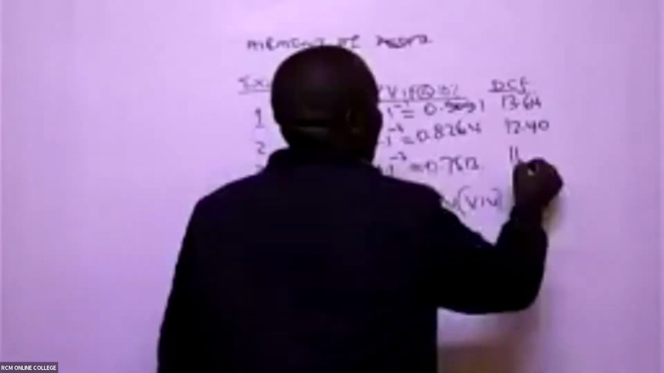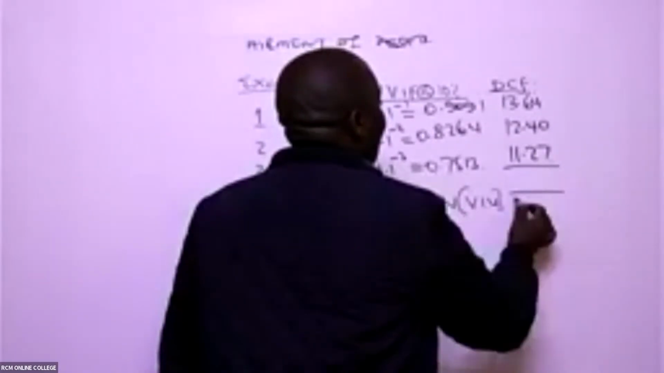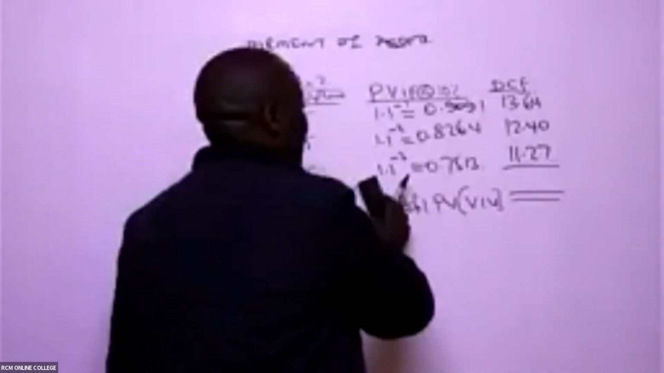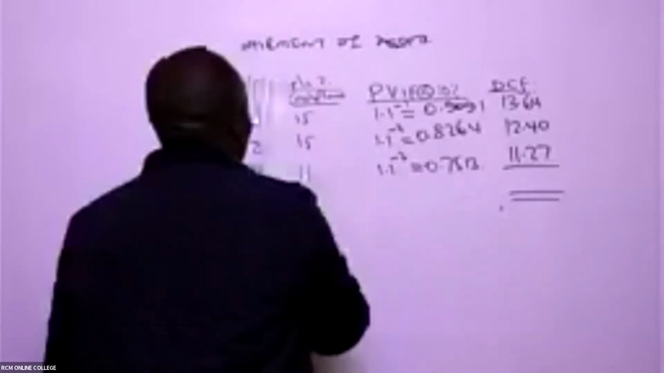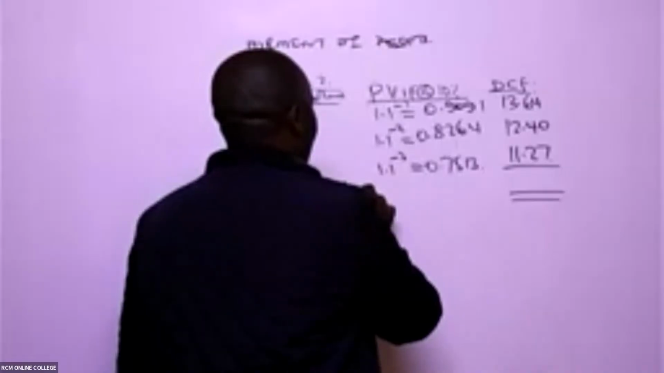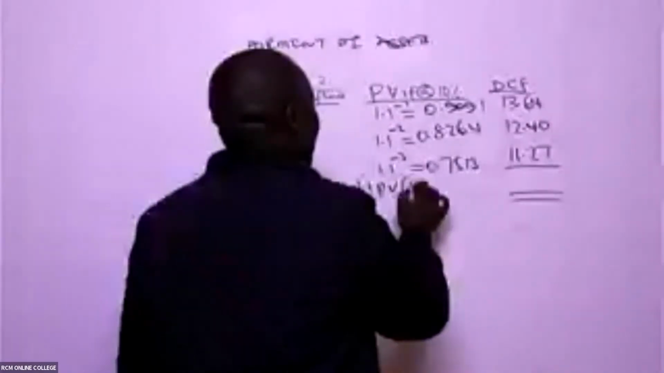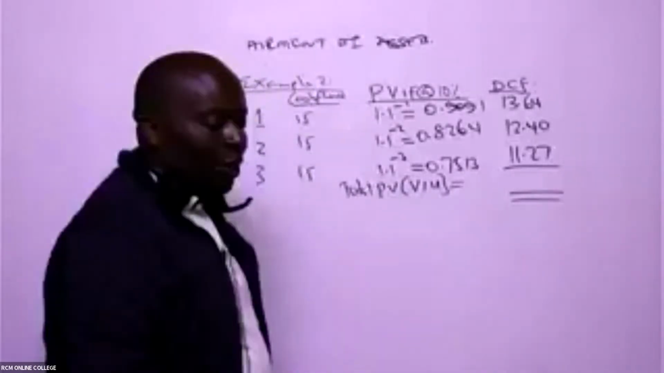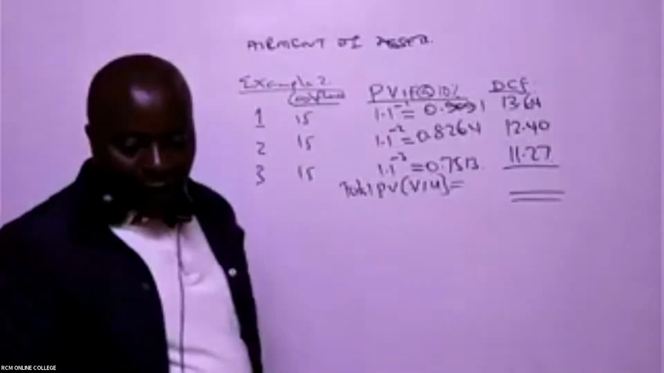Yeah, 11.27. So we have 11.27, and then come and add for us. Give us the total present value, which is the same as the value in use.